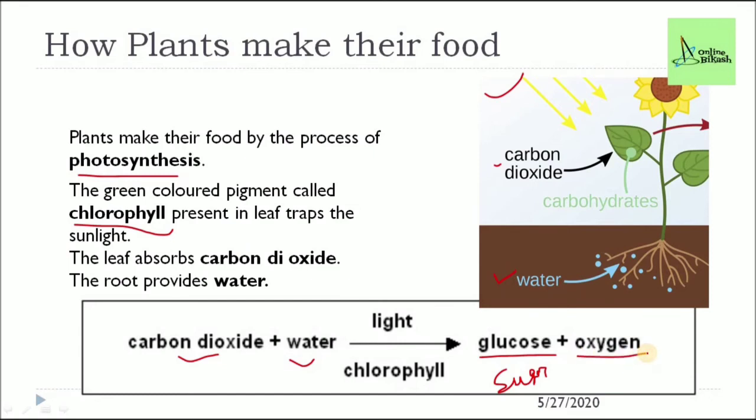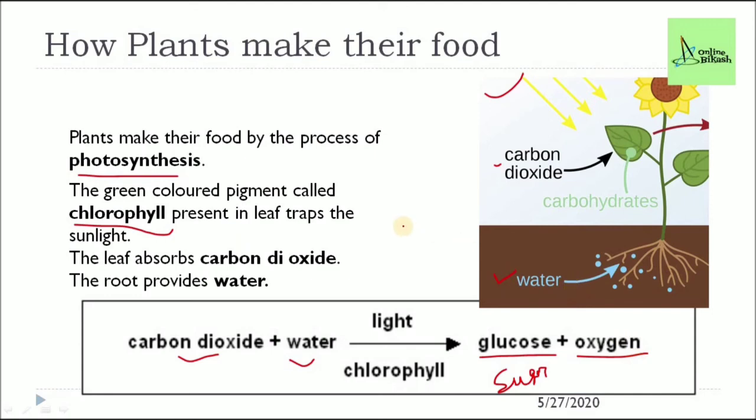So if someone asks you what are the byproducts produced in the process of photosynthesis, two things are normally produced: glucose and oxygen. Glucose is also known as sugar, and the food made by the leaves will be carried to all the other parts of the plant by the phloem tissue. Phloem tissue will carry all this food to all other parts of the plant, and the excess amount of sugar or glucose will be converted into starch.